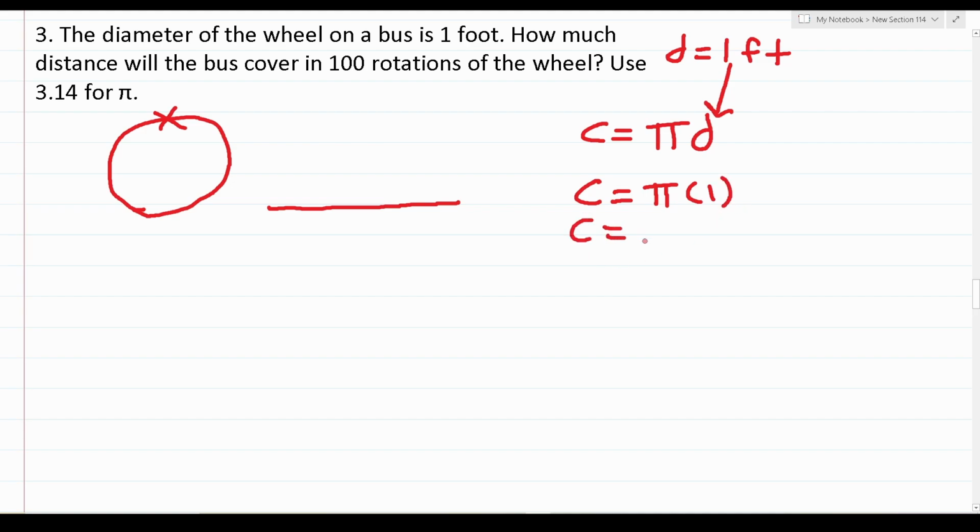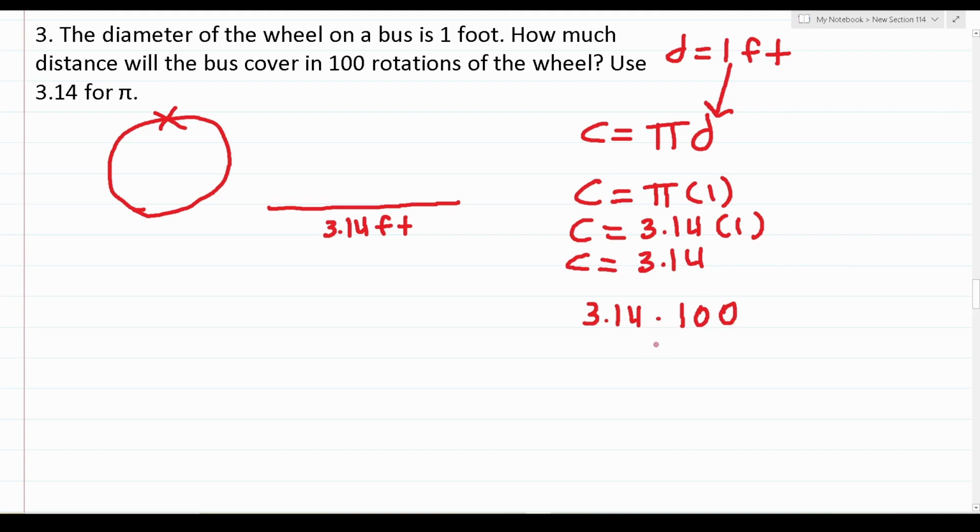And of course, we were told to use 3.14 to approximate pi, so let's plug that in as well. Anything times 1 is itself, so 3.14 times 1 is 3.14. So we know that this bus wheel has a circumference of 3.14. That means that upon one rotation, it goes 3.14 feet across the ground. In order to figure out how much ground it covers upon 100 rotations, we're going to take 3.14 and multiply that by 100.